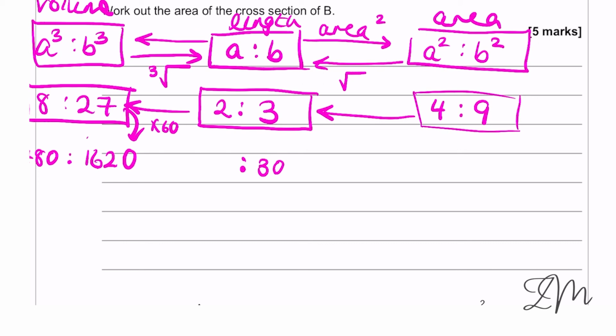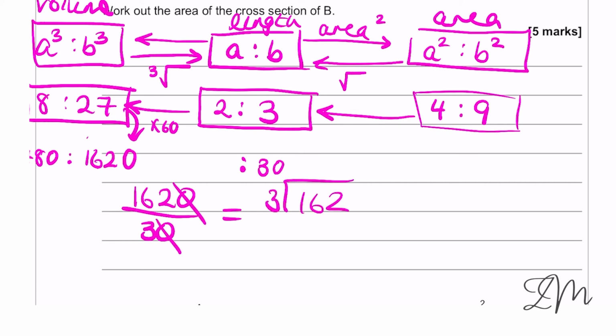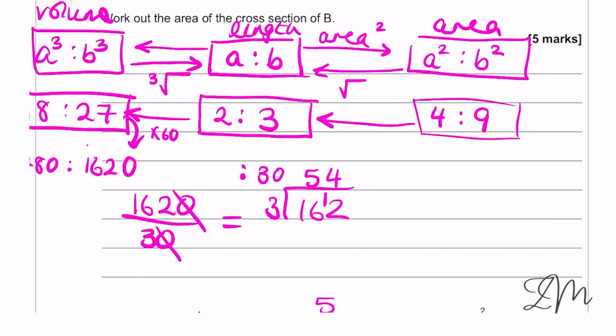We can divide it by the length that we're given, and we should be able to find out the area. So we're now left with 162 divided by 3. 16 divided by 3 is going to give us 5, remainder 1, and then 54. So our answer is 54. I hope that makes sense. Remember that the volume of anything is your cross-sectional area times your length.